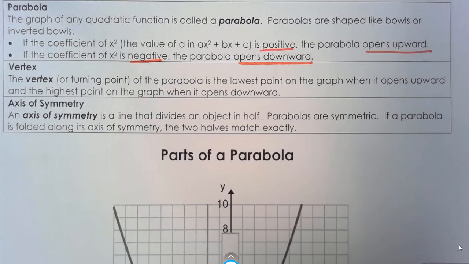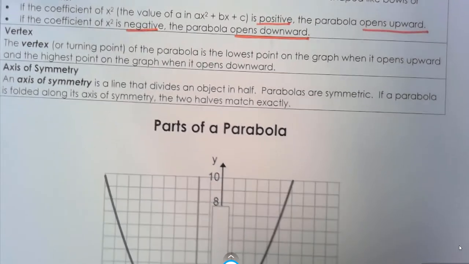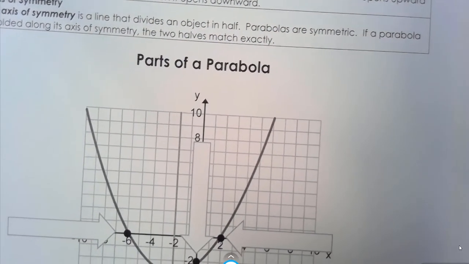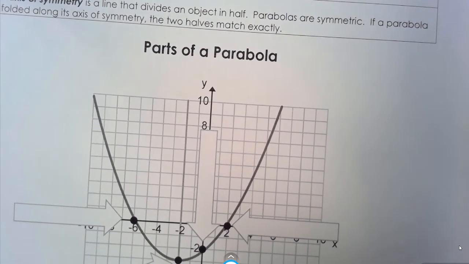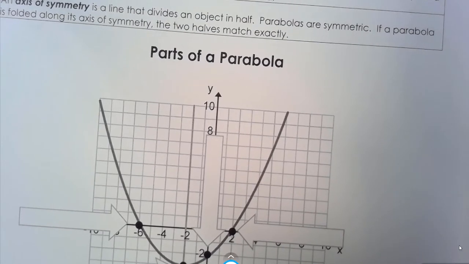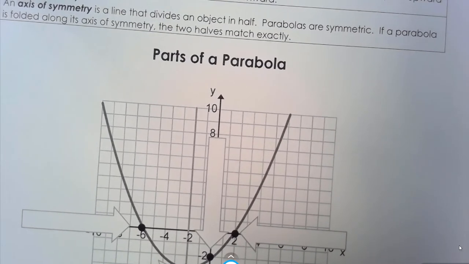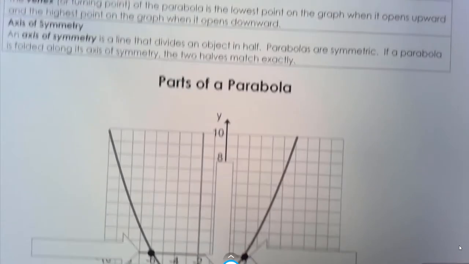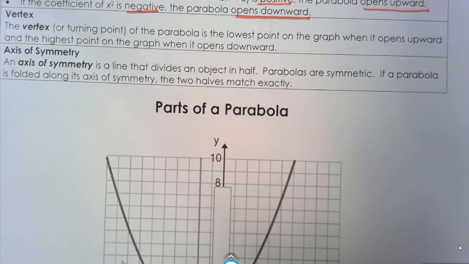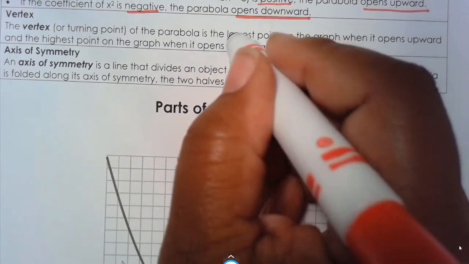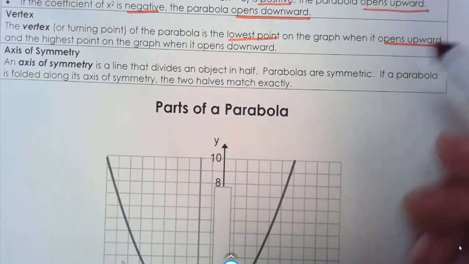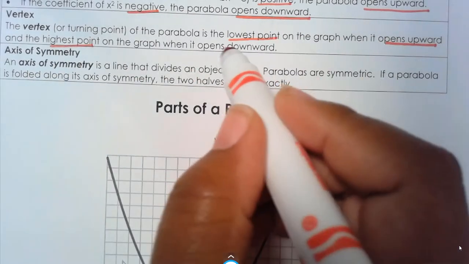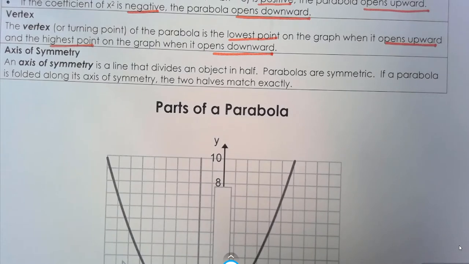So in this section, I just want to look at parts of a parabola and what we're going to be identifying whenever we graph a quadratic equation. And we're definitely going to be identifying the vertex. And the vertex, or the turning point of the parabola, is the lowest point on the graph when it opens upward, and the highest point on the graph when it opens downward.